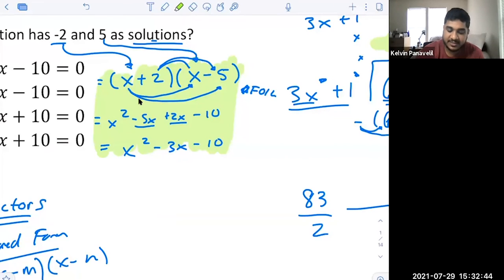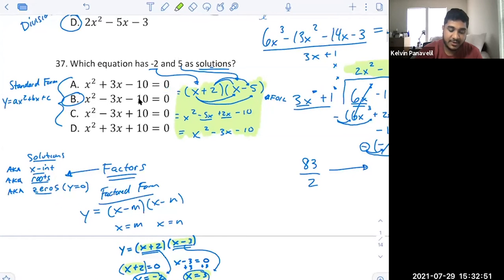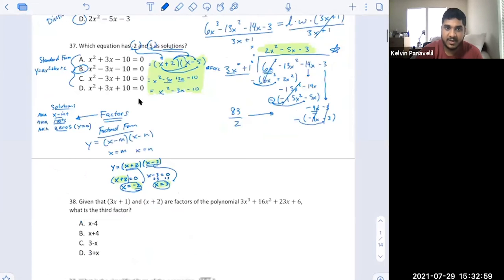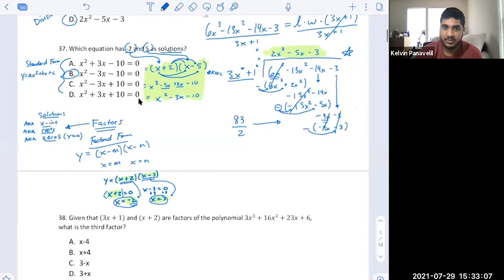So again, just make sure you understand the relationship between solutions and factors, okay? Understanding concepts is your goal, right? You could plug in, but again, you'd have to plug in -2 and 5 for all the x's until you get the correct answer, okay? But again, plugging in is really good, but your goal right now is understanding concepts, right? So that's what's going to help you in the long run.